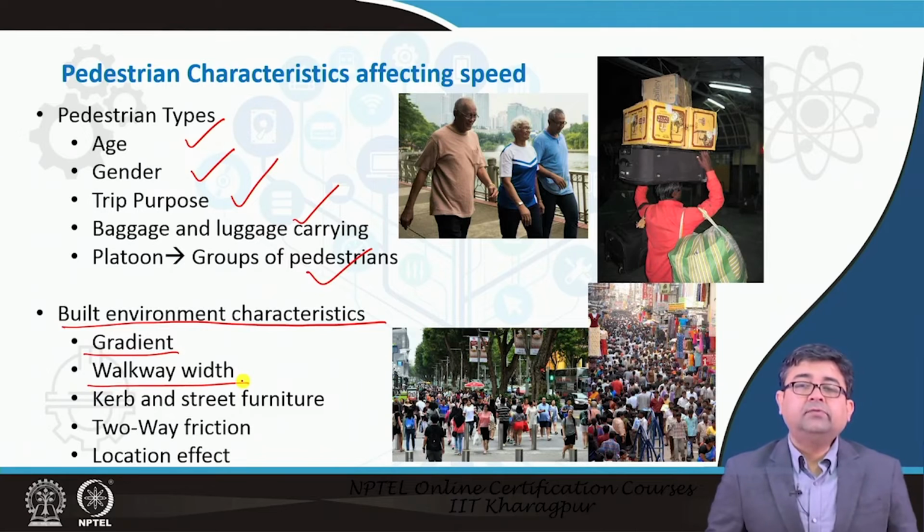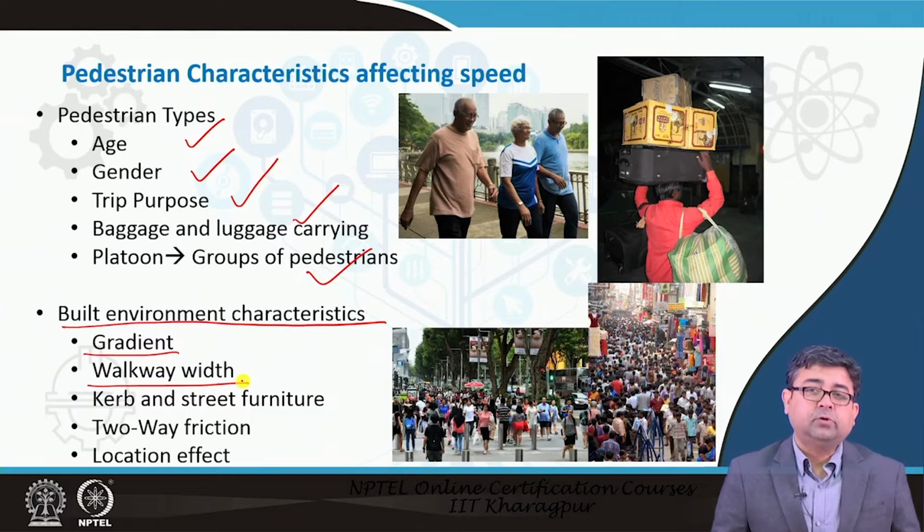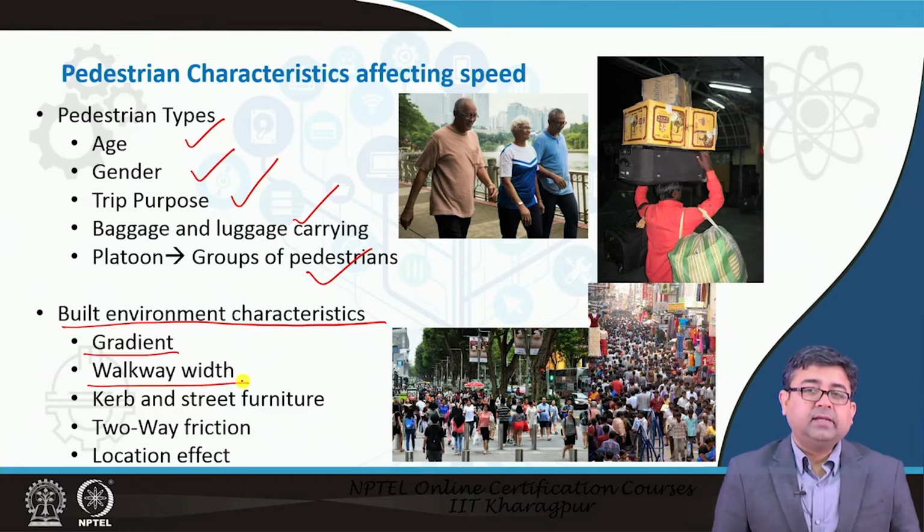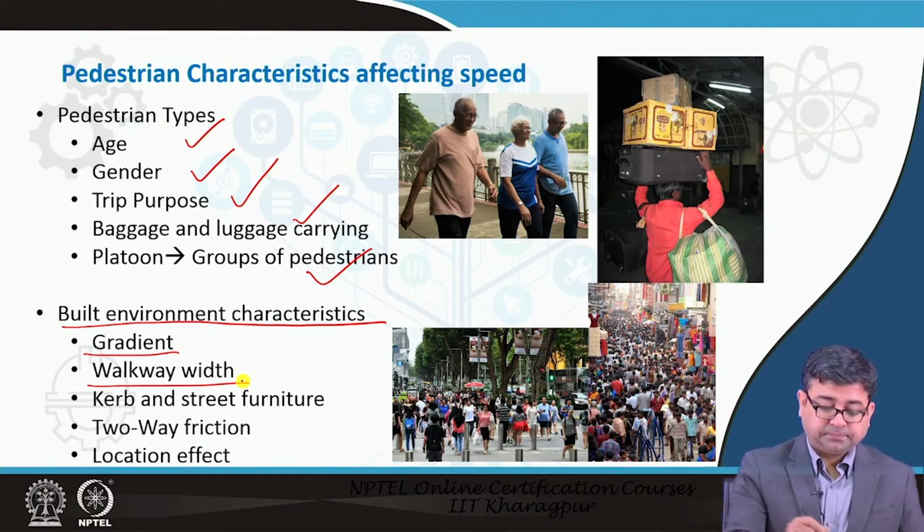Walkway width. Now, if it is a very narrow sidewalk, then automatically you are very conscious of the fact that you are very close to the vehicles that are moving very fast on the road. So, you tend to walk a little bit away from the vehicles, and you tend to be very careful that you do not step onto the carriageway. So, that automatically reduces your speed, and on top of it, if there are a lot of people walking on that narrow footpath, then your speed gets reduced.